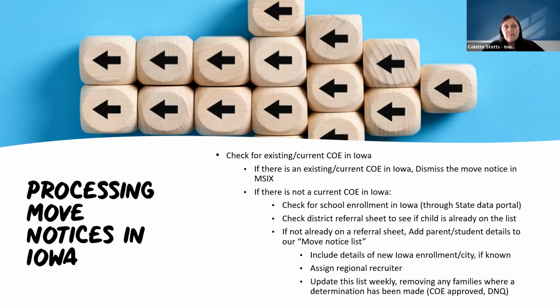And it's a shared document that we have with all the recruiters in our state. And I would include as much information as I can: where the student was coming from, the student's name, date of birth, parent name, and if we know the district name of where they're enrolling or where they're headed to in Iowa. And then there's also room on that sheet for the recruiter to add any information when they start to try to make contact with the family. And then there's also a place on there where I can assign a regional recruiter based on where they're at in the state.